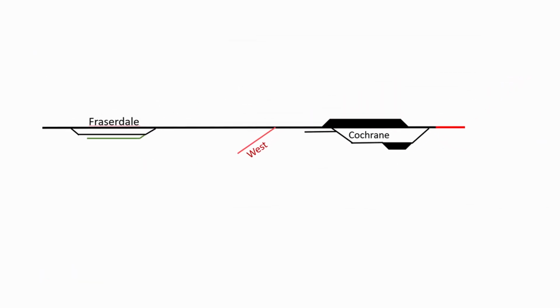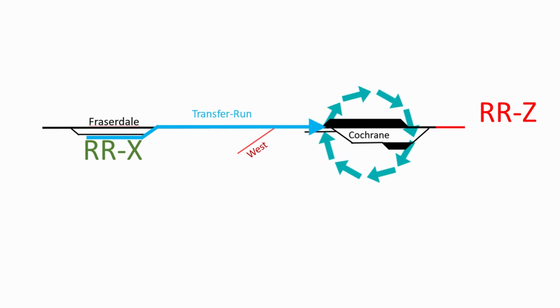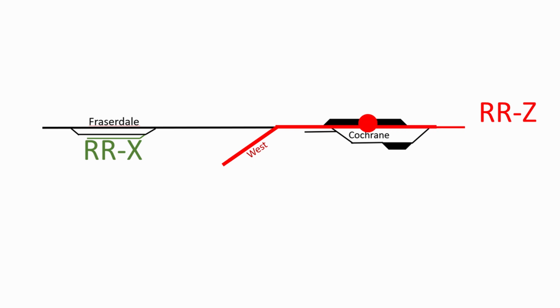So as an example, if this transfer connects to Railroad X, and then Railroad Z is here eastbound, then the car has to go from Railroad X. It's going to be picked up by this transfer, then spotted here at Coltrane and sorted and classified to be picked up by Railroad Z to go eastbound.